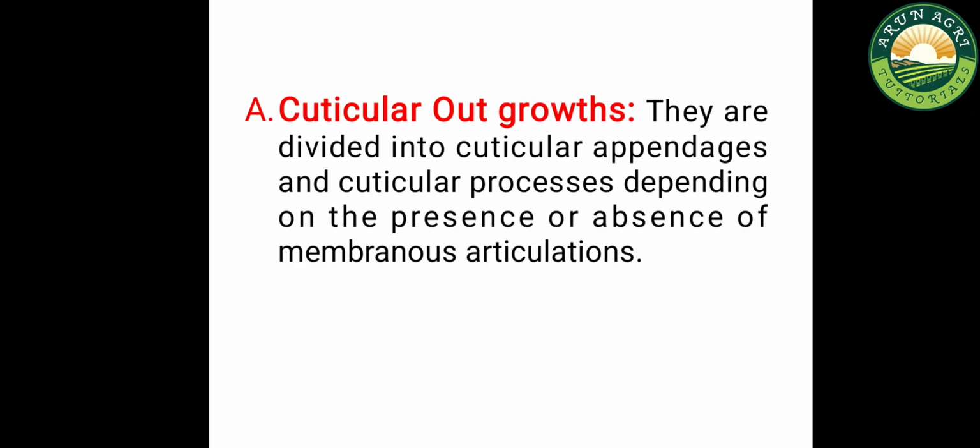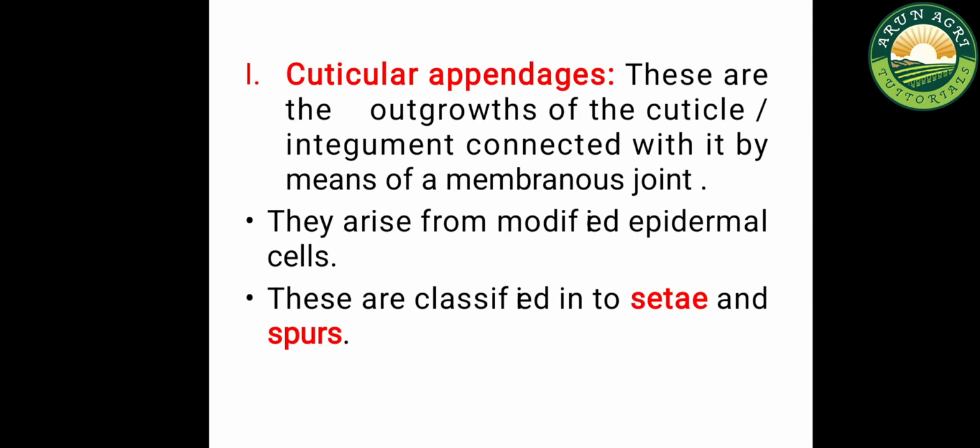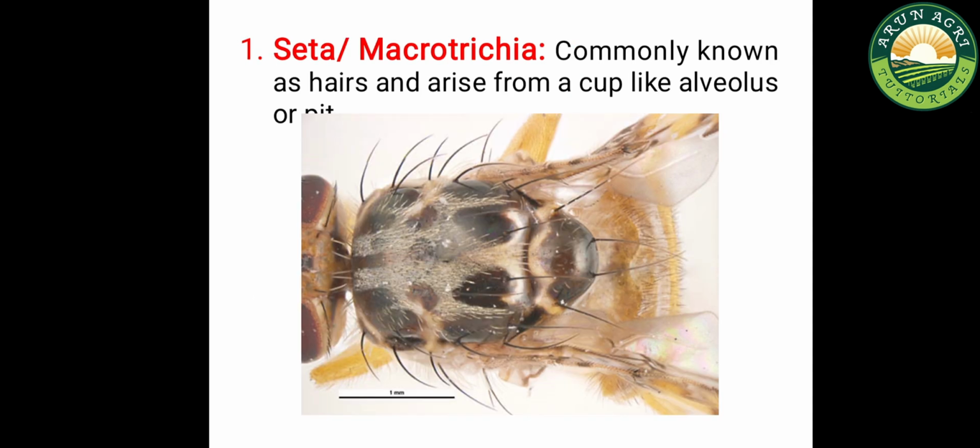First one, cuticular outgrowths. They are divided into cuticular appendages and cuticular processes depending on the presence or absence of membranous articulations. So first one is cuticular appendages, where you can see the presence of membranous articulations. They are outgrowths of the cuticle or integument connected with it by means of a membranous joint. They arise from modified epidermal cells, and again you can see different classifications, there is seta and then spurs. So first one is seta.